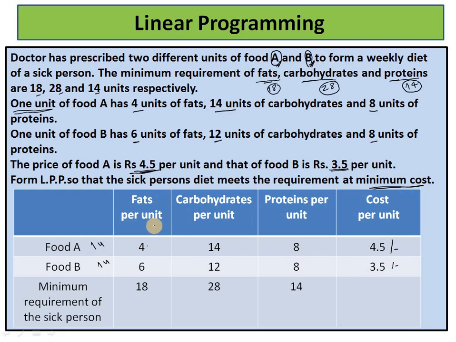And the minimum requirement of the sick person: how much fat does he need weekly? 18. This is the minimum requirement of fat, this is the minimum requirement of carbohydrate and this is the minimum requirement of protein. Understood, children? He cannot have less food so that he gets fat less than 18 or carbohydrate less than 28 or protein less than 14. He has to have this, otherwise he will fall sick again.